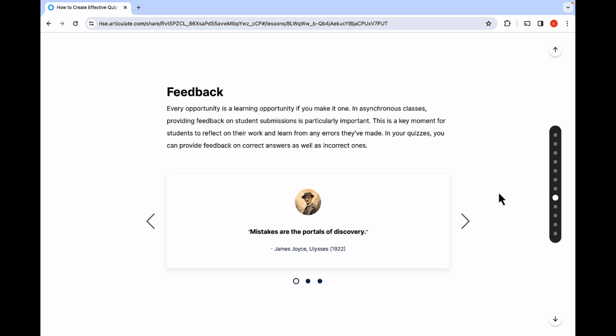Providing feedback to your students is another great way to have effective quiz questions. Every opportunity is a learning opportunity if you make it one. In asynchronous classes, providing feedback on student submissions is particularly important. This is a key moment for students to reflect on their work and learn from the errors they've made. In your quizzes, you can provide feedback on correct answers as well as incorrect ones.